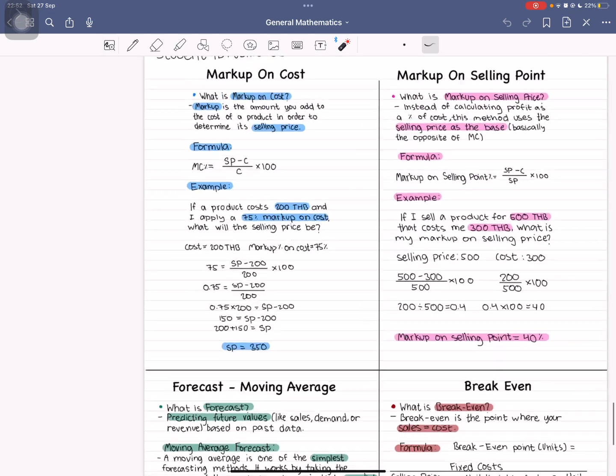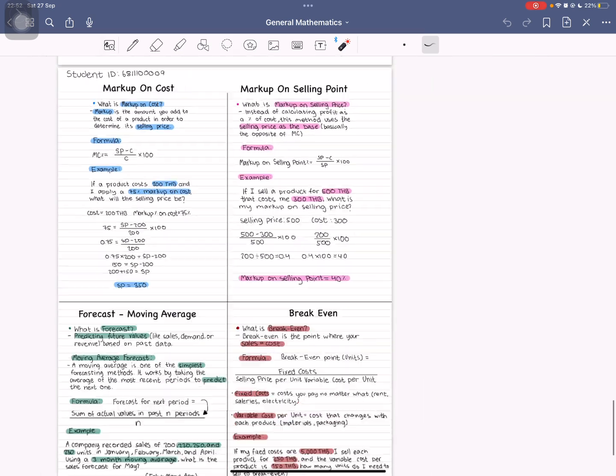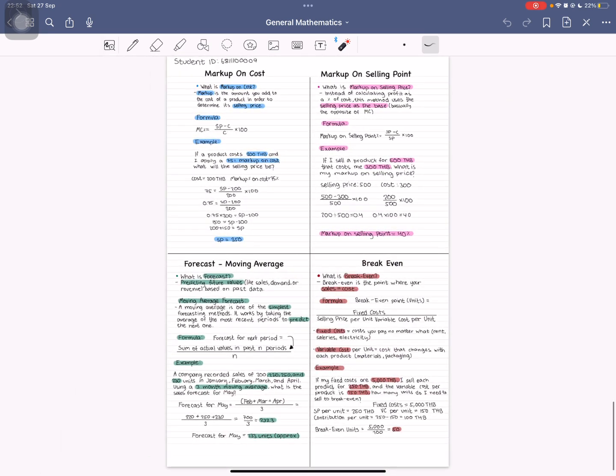Anyways, my student ID is 6811100009. And there are 4 topics that I'll be covering today, which is markup on cost, markup on selling points, forecast, which is moving average, and break even.